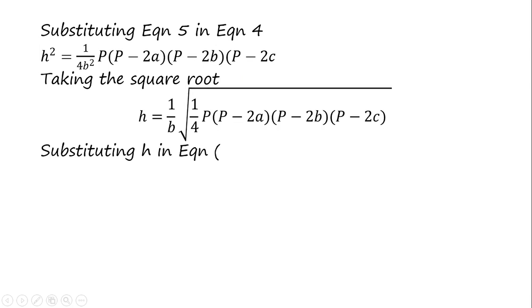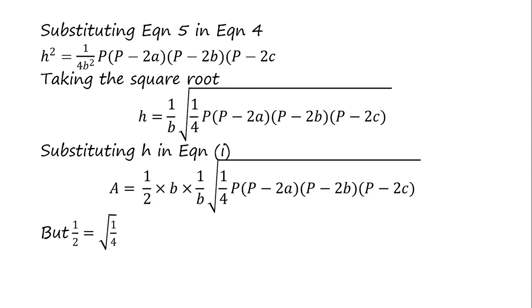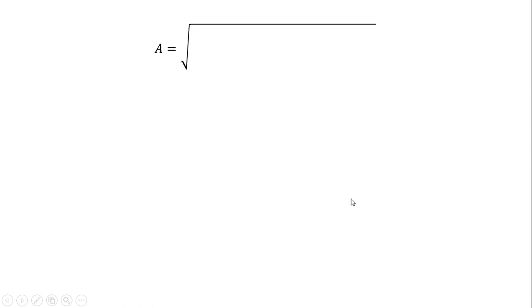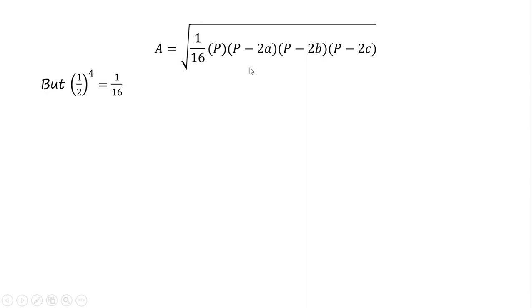Now taking the square root, we shall have h as being equal to 1 over b, this expression. So if we substitute in equation 1 of area is equal to a half times base times height, substituting this h, and of course our base was b, we come up with this expression. Now of course the two b's cancel, and we can attempt to put the square root into the bracket. So if we are to put the square root into the bracket, we also know that a half is equal to root of 1 over 4. So it is 1 over 4 that will go into the square root sign. And so we are able to have 1 over 16 into the expression.